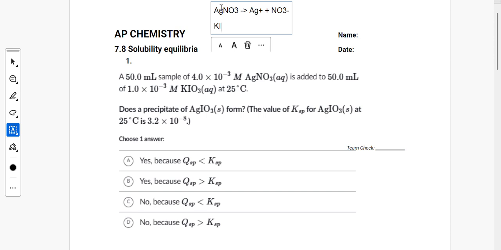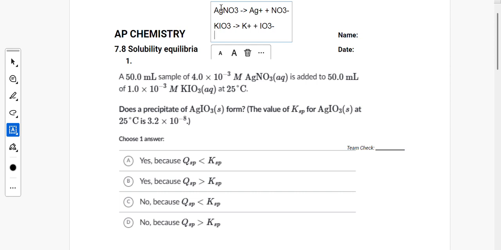AgNO3 becomes Ag plus, plus NO3, and that NO3 only has a minus charge on it. Okay, so that is Ag. Then we have KIO3, and when we put it into water, it breaks down into K ion, or potassium ion, plus iodate ion, which is IO3, and I believe that just has a 1 minus charge on it.